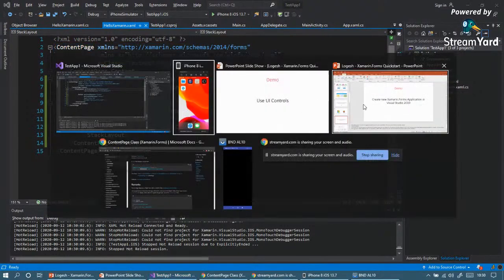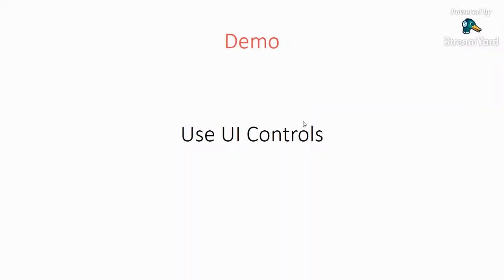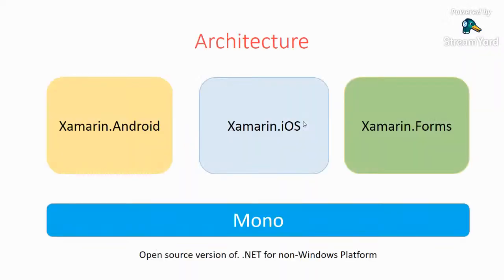Okay, return back to the slide. Now we're going to see the exact architecture of Xamarin Android, iOS and Xamarin.Forms. The exact architecture is that these three platforms run on top of the Mono platform. Mono is the open source .NET version for non-Windows platforms.